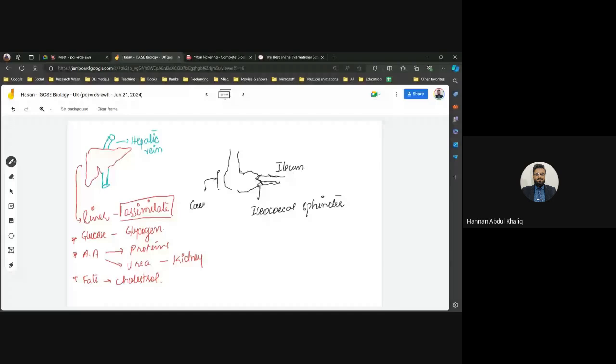What is going to happen in the large intestine, not present here.